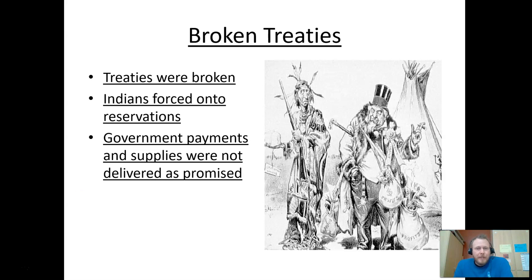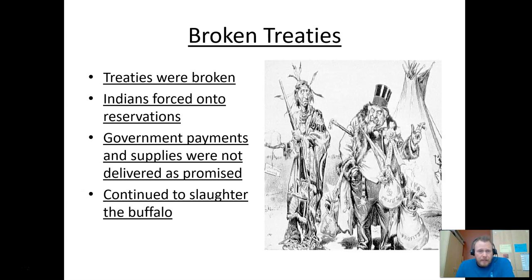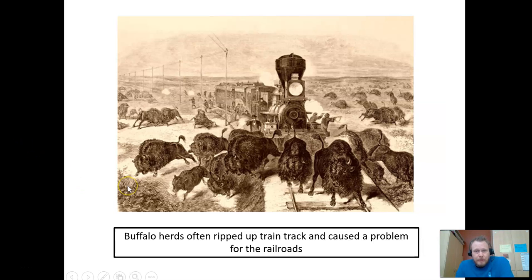Government payments and supplies were not delivered as promised. They continued to slaughter the buffalo. They hired hunters to go out and slaughter the buffalo. One of the justifications was that buffalo herds often ripped up train track and caused a problem for the railroads. And yes, they did. These large herds would do that. But honestly, that wasn't the biggest issue. The biggest issue was that Native Americans relied on them, and Native Americans were causing issues with westward expansion.